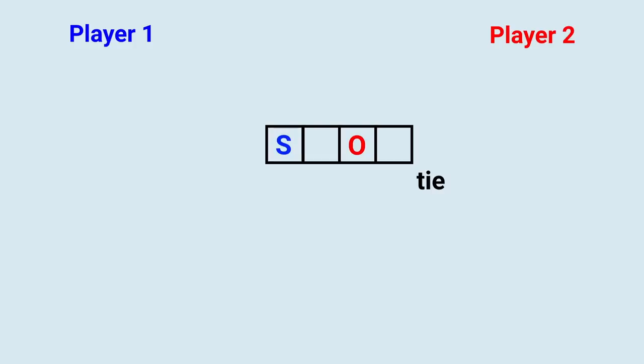So they might put an O here, and the game is over. It's another tie. I don't need to show it, but if player 1 had started anywhere else, with either an S or an O, it's still going to result in a tie. So at the moment, I have not found a winning strategy for either player. And I couldn't tell how long this was going to go on for.